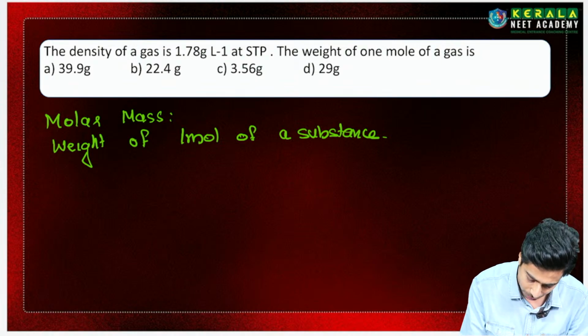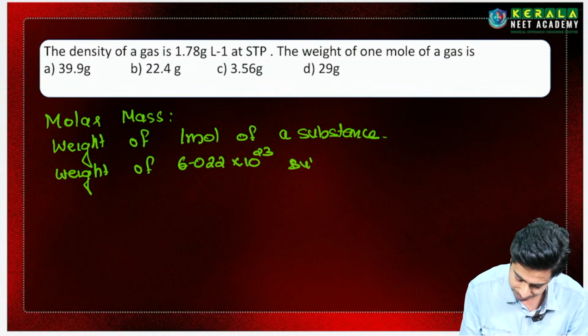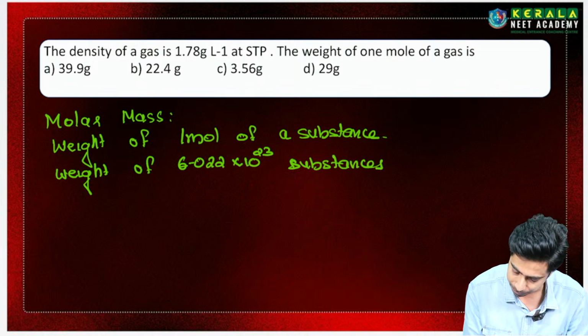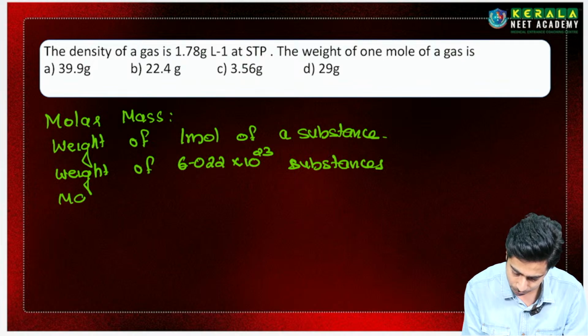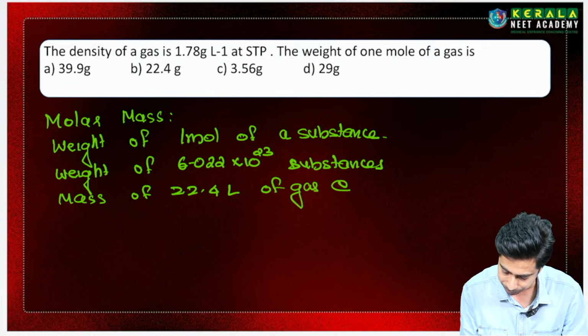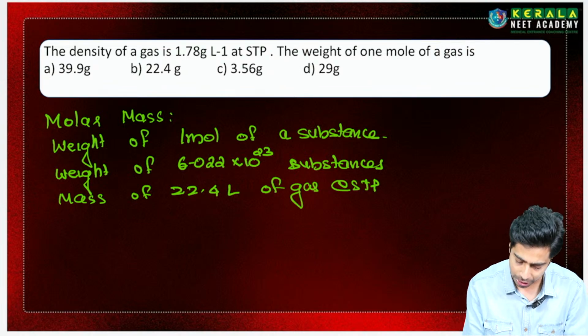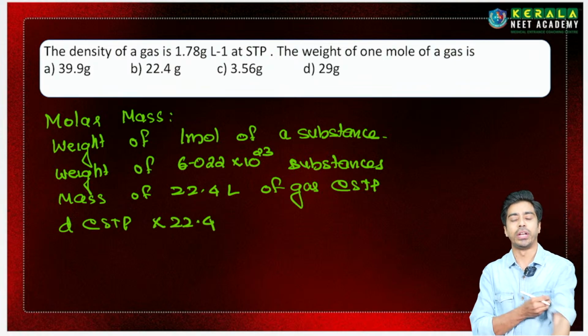Or it is the weight of Avogadro number, 6.022 into 10 raised to 23 molecules or substances. Or that is equal to the mass of 22.4 liters of gas at STP. Or molar mass is equal to density at STP into 22.4.